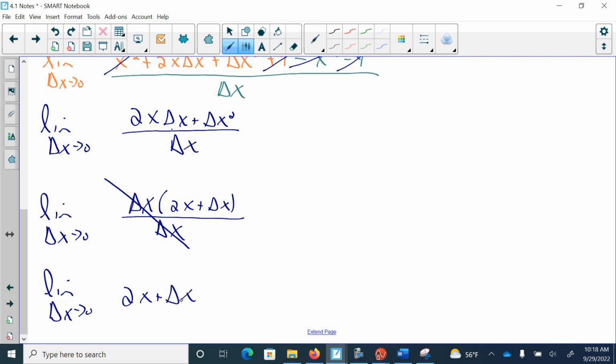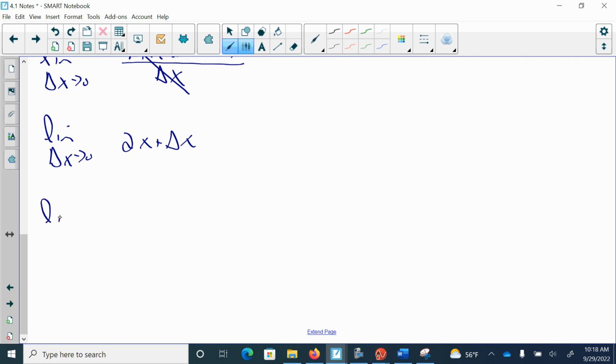Then what do I do? Plug in 0. So if I plug in 0, I have 2x plus 0, which will just be 2x. And there I found the slope of the tangent line. I put 0 in for delta x. So the slope of the tangent line is 2x.